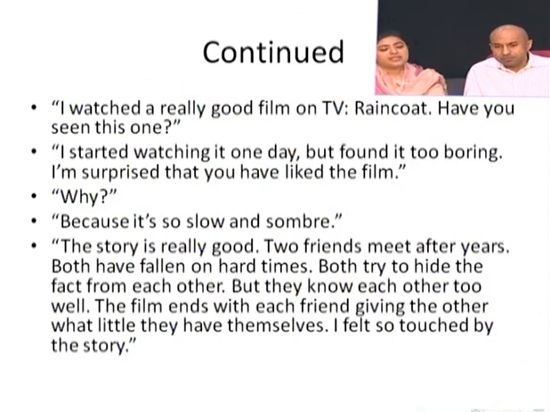Two friends meet after years. Both have fallen on hard times. Both try to hide the fact from each other, but they know each other too well. The film ends with each friend giving the other what little they have themselves. I felt so touched by the story. So, that's how another conversation can go by.